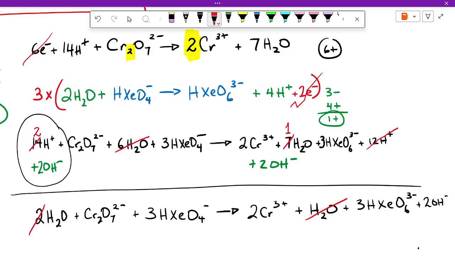Because the charge is already balanced, yes? And you're adding the same number of negatives to each side, right? Same number of oxygen, same number of hydrogen, same number of negatives on each side.